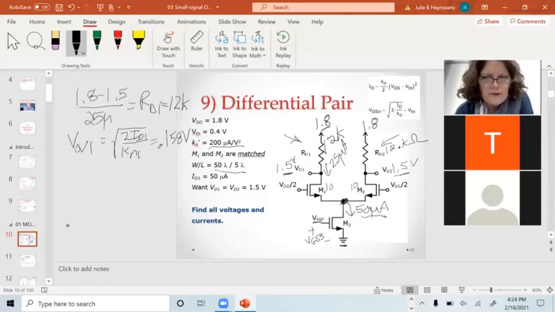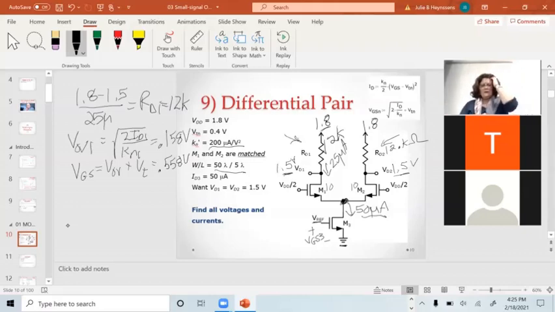And VOV is VGS minus VT, so VGS must equal VOV plus VT. And that's 0.4, so this is 0.558 volts. Okay, this was a good trick to know. This is where VGS is. It's the voltage between the gate and the source. 0.558 volts.